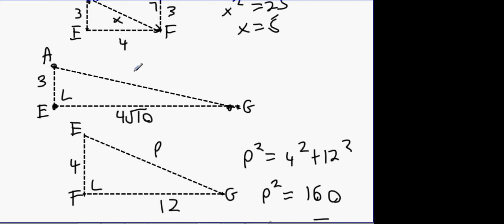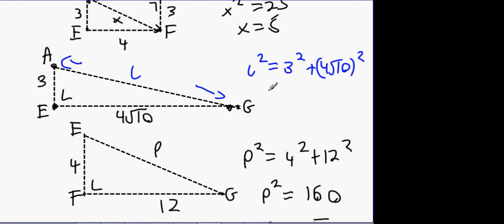Now we're looking for the letter L. Let's call it AG, L. How are we going to find L? L squared equals 3 squared plus 4 root 10 squared. All of that into the calculator and square root it for me. Is it 13? Yeah. Okay, L equals 13. Put the squared on the outside of the bracket.